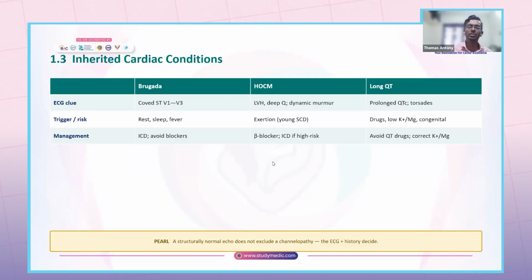So in Brugada syndrome, ICD is the choice. Avoid sodium channel blockers. In HOCM, we have beta blockers, but in case of high risk, we have ICDs also. In long QT syndrome, we have to avoid QT prolonging drugs, and correct potassium and magnesium.